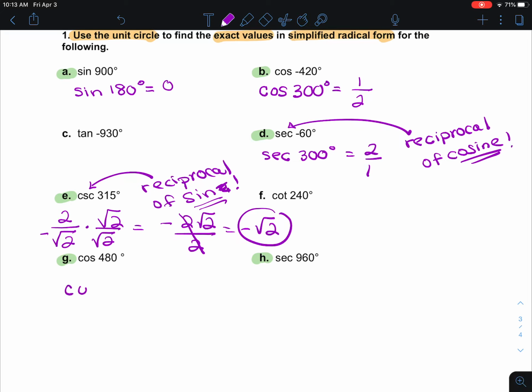I'm going to go ahead and jot down just what the answers are for G, and you can cross-reference these here. Oops, that's 240. That would end up being that.